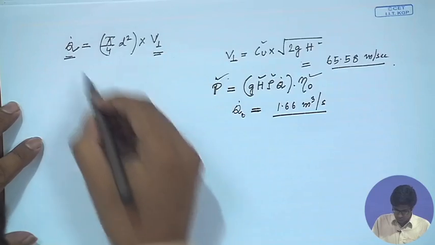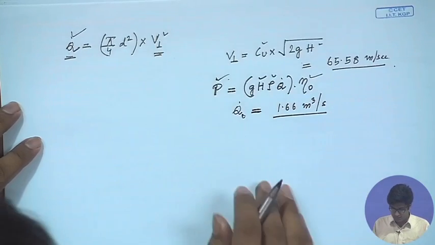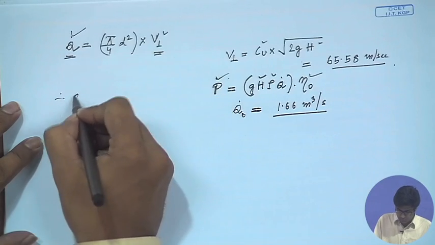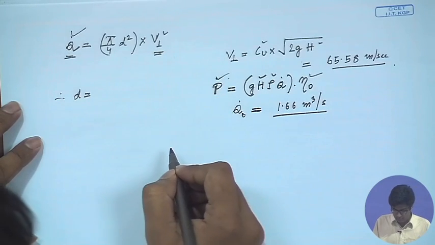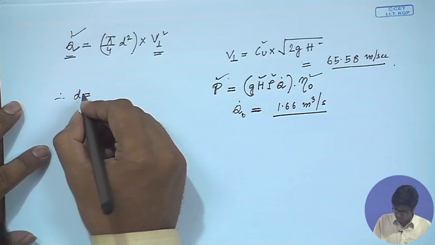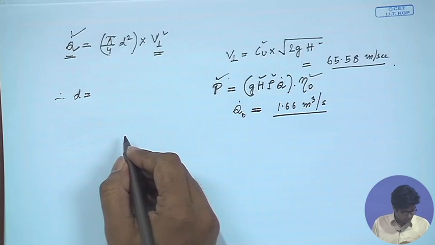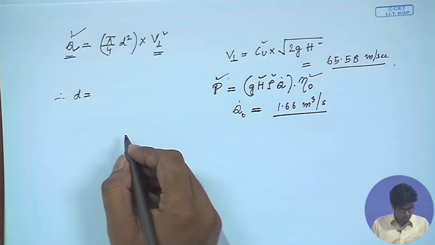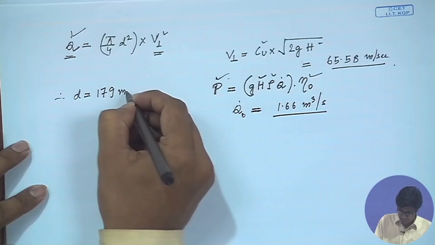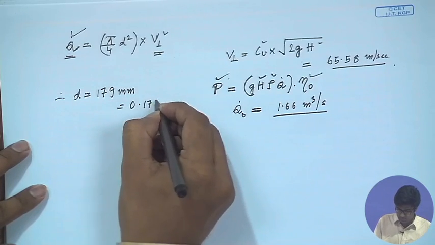So, right now we know what is the value of q dot and as well as the velocity of the jet. So, we can find out the diameter of the jet by substituting the values, which comes out as 179 millimeter or 0.179 meter.